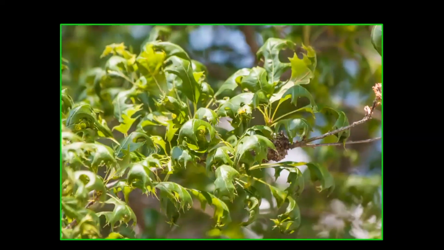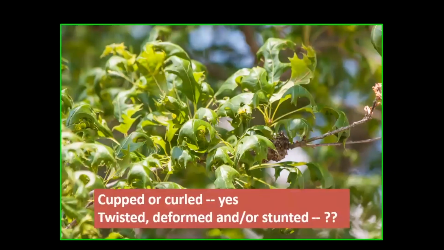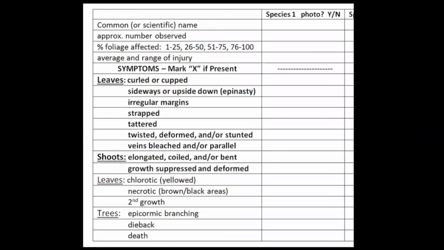Unless we could see these a lot closer and maybe have them in our hand, you might not know whether or not the lobing is unusual. I can see that there is some unusual lobing here. So in this case, we have cupped or curled, yes, and twisted, deformed, and/or stunted, well, maybe yes or no, but because we already had it on two other leaves, I think we've confirmed the fact that all of those are present.